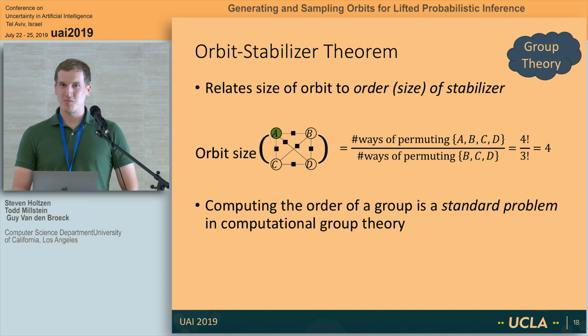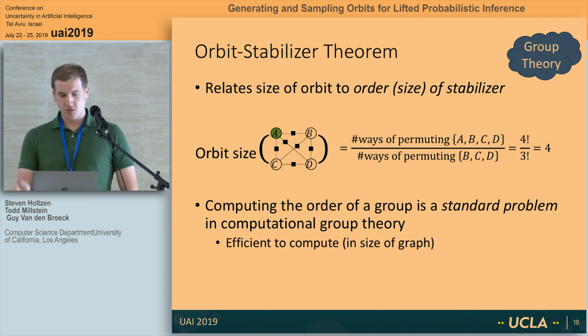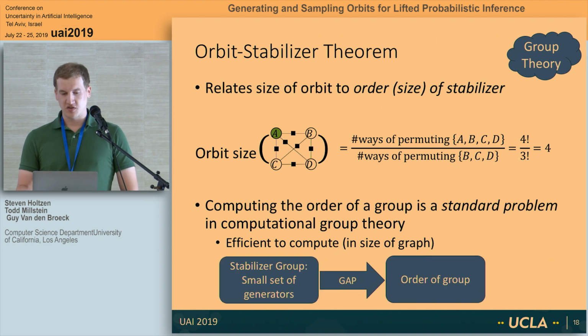But we do get the right number here, which I think is fortunate. So computing the order of a group, which is like this number of permutations here, given these group generators that I told you about on the previous slide, is a standard problem in computational group theory, and it's efficient to compute in the size of the graph.